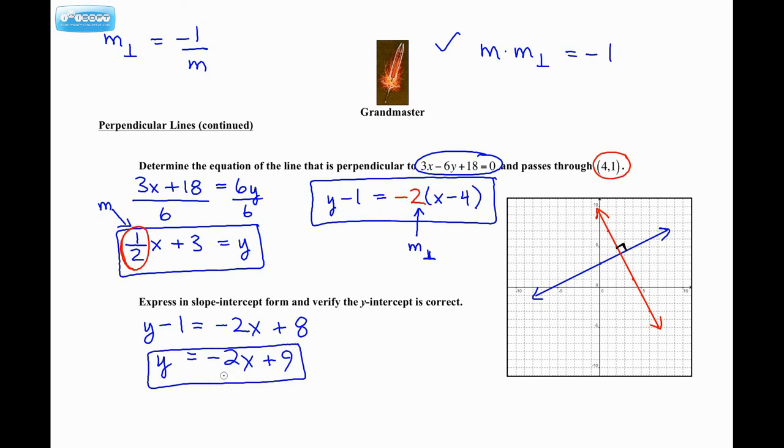Our slope is still the same, it's negative 2, but look at the y-intercept now. Okay, did our line cross at 9? Yes, it did. Right there. So we know we did it right.